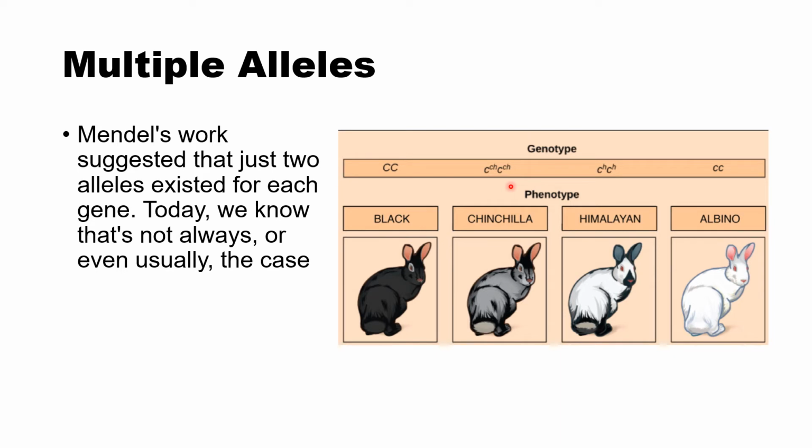Then, we also have here another example of multiple alleles. So, Mendel's work suggested that just 2 alleles existed for each gene. Pero today, we know that that is not always the case. Palagi yung case na dadalawa lang yung allele that will dictate a certain phenotype.